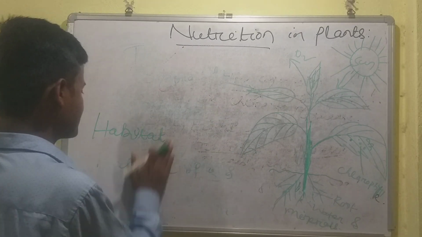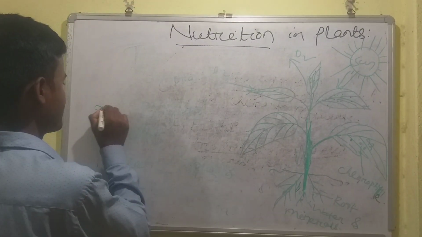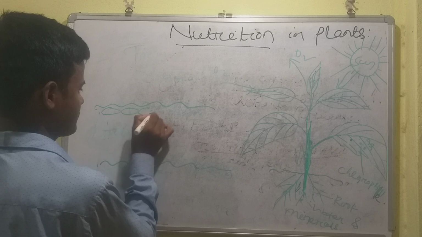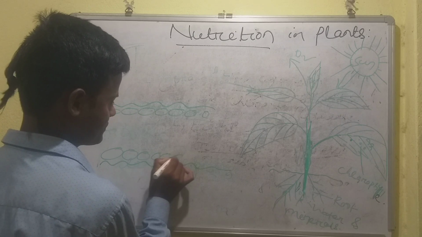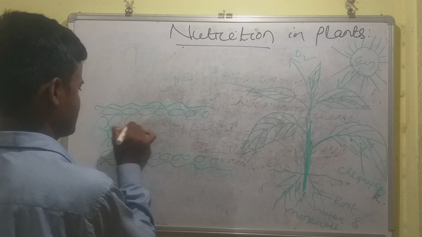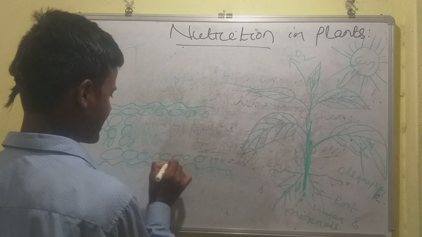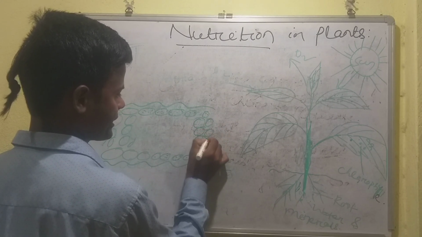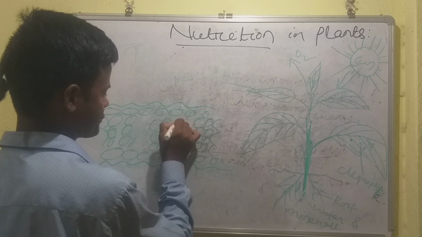And there is another thing. If you take a small portion of this leaf and keep it under the microscope, you will see a structure like this. Here is the chlorophyll pigment. You can see it in the microscope. This is the chlorophyll pigment, right? We will see a structure like this.